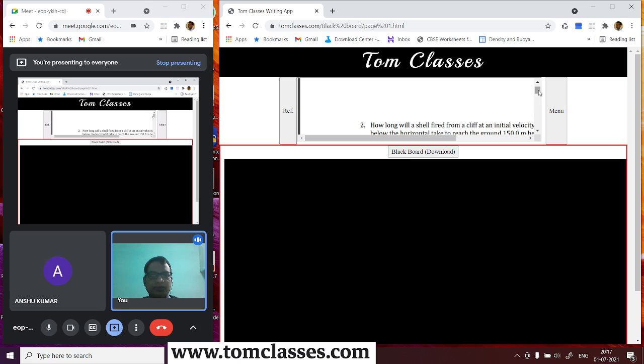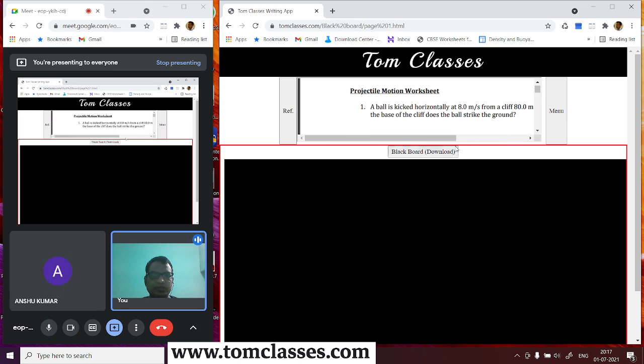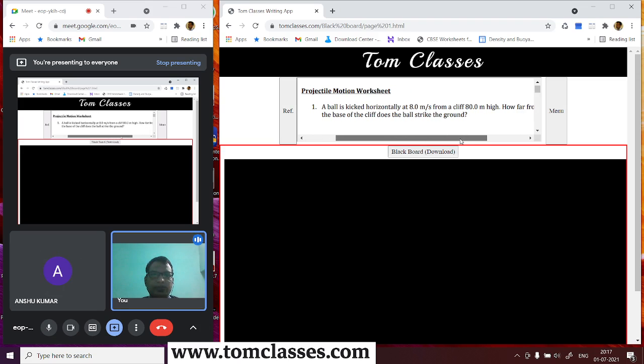Okay, so we are doing projectile motion. What is the question? It says that a ball is kicked horizontally at 8 meters per second from a cliff of 80-meter height. How far from the base of the cliff does the ball strike the ground? Right. So this is question number one.